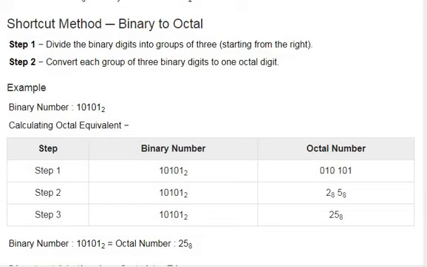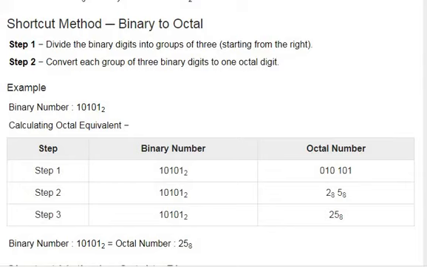So we have a shortcut method, binary to octal. Divide the binary input into groups of 3 starting from the right. So look at this: 10101. We have only 5 digits in this, so divide it into 3 from the right side. If you want, you can add zeros on the left side.